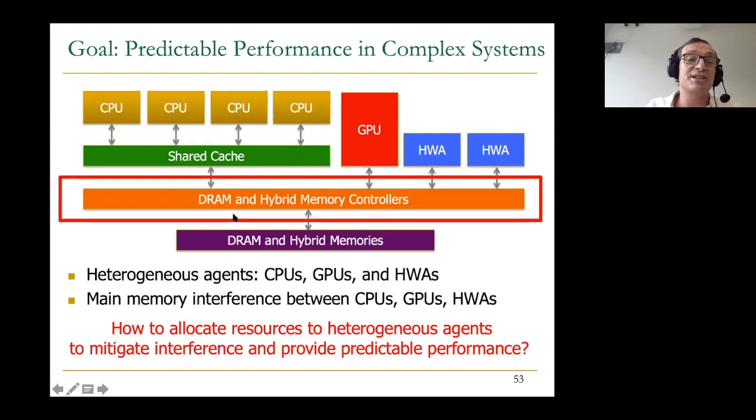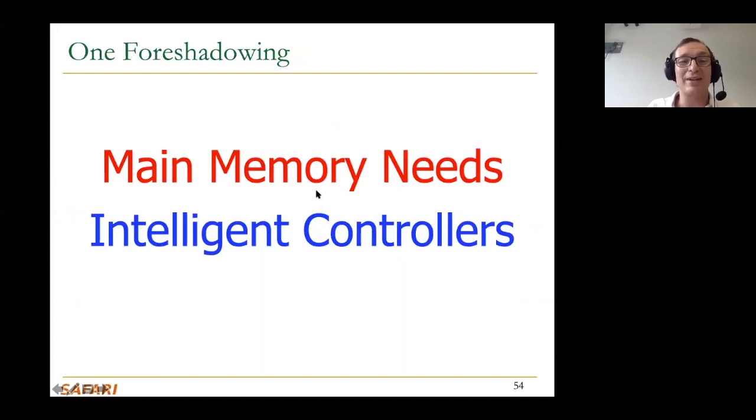And we need to understand the characteristics of different applications, different accelerators, different memories, and the controller needs to be intelligent enough to do better scheduling. And maybe it needs to specialize its scheduling to the characteristics of different applications. So the memory controller needs to be intelligent. So this is another foreshadowing.